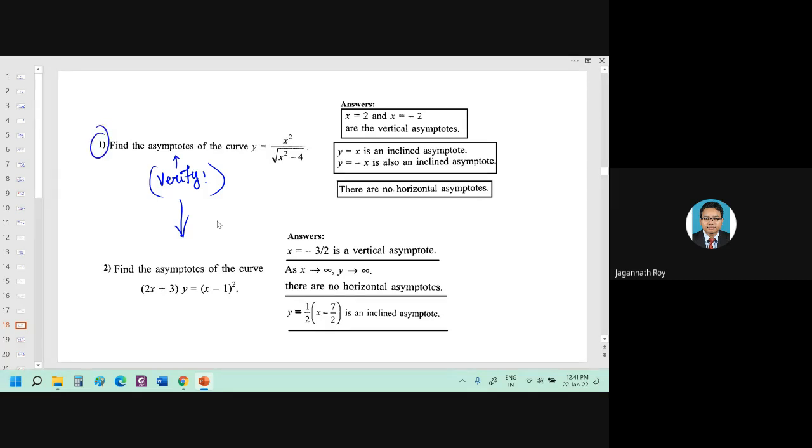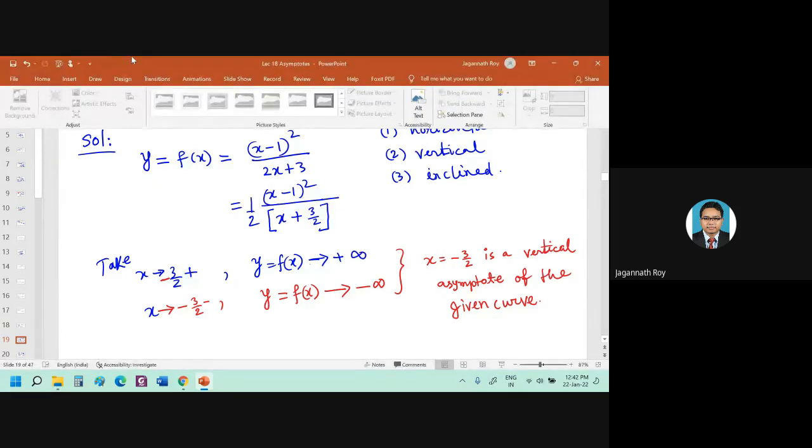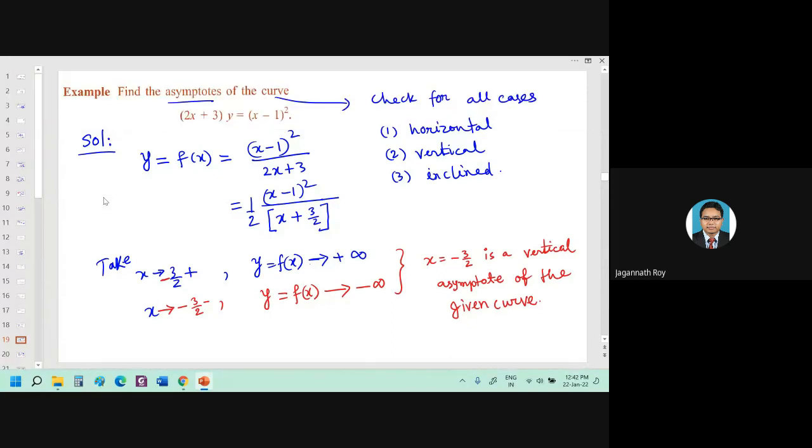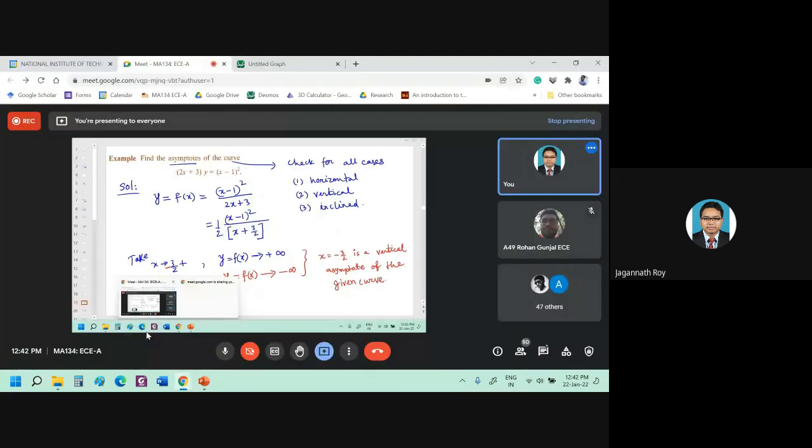These are your exercises for practice. Try to complete these two examples by Monday. And on Monday we will discuss something more about asymptotes. In fact, we have discussed all the cases of asymptotes. Anyway, we'll revise it again and then conclude. So if there are no doubts, you may leave the meet.